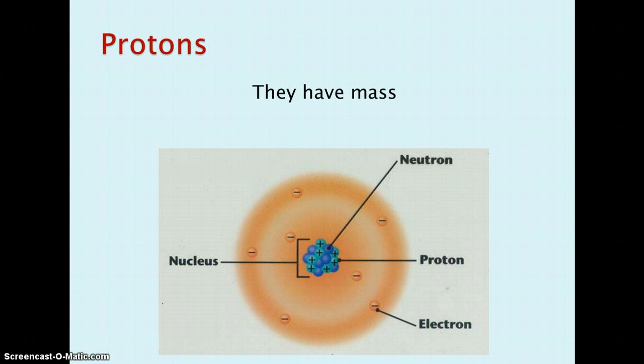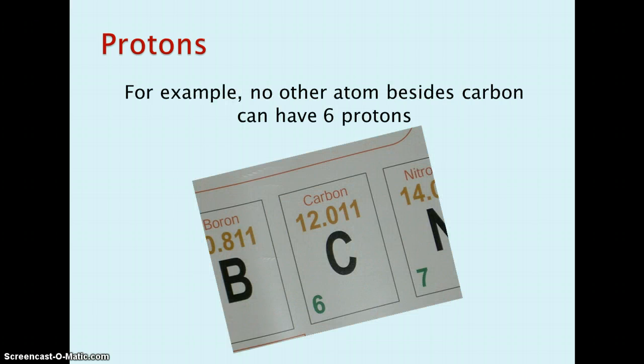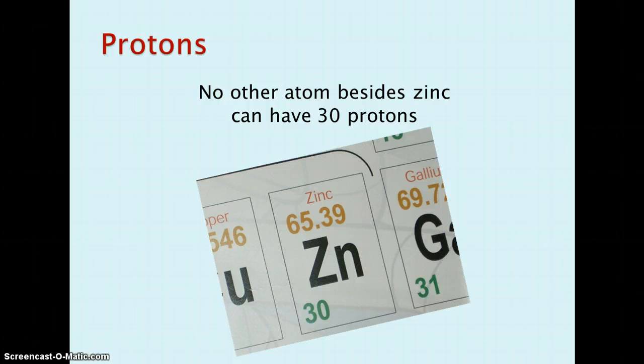They do have a mass, and they determine the identity of the atom. So if you gain or lose a proton, then you change the identity of the atom. So an example here. No other atom besides carbon can have 6 protons. If you have 7, you have nitrogen. If you have 5, you have boron. And no other atom besides zinc can have 30 protons. If you have 31, you have gallium. If you have 29, you have copper.